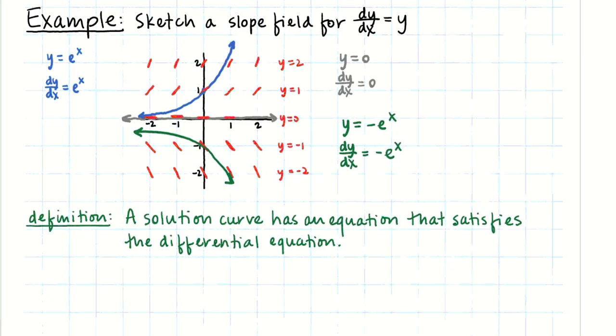And now another thing before I move on. I feel like I've mentioned this word but didn't really define it: a solution curve to a differential equation, a solution to a differential equation, has an equation that satisfies the differential equation. It has the derivative that matches the pattern, right? So like y equals e to the x, y equals negative e to the x, y equals 0. Those are all solutions to the differential equation dy/dx equals y.